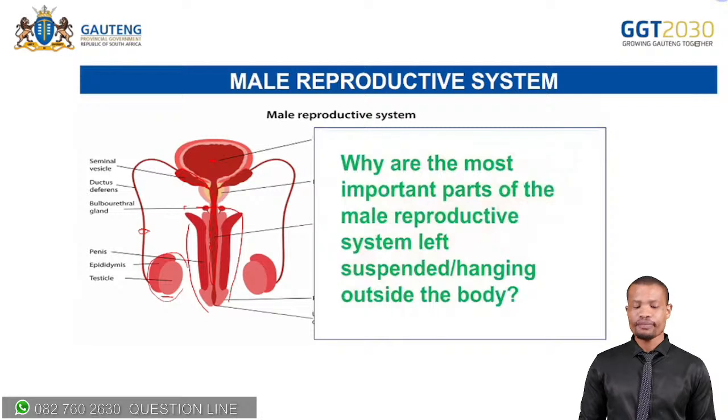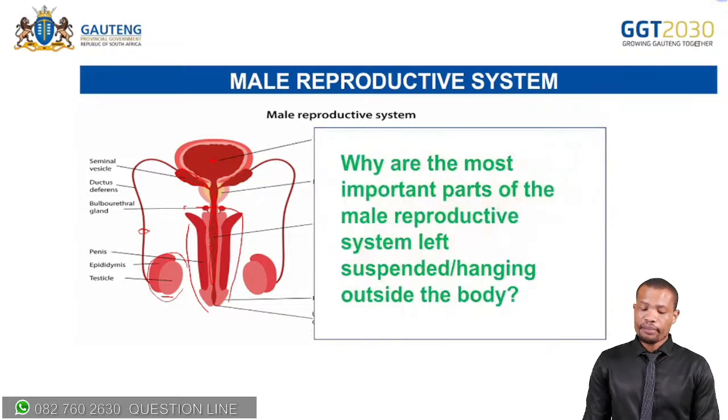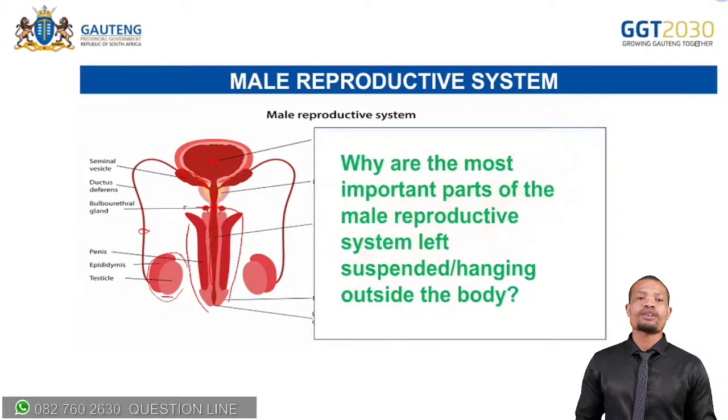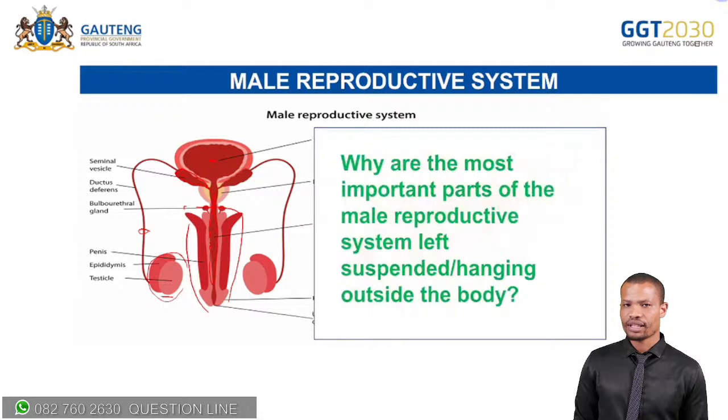I'm going to repeat the question. Why are the most important parts of the male reproductive system suspended or left hanging outside the body? Now, to give you a clue on what these parts are, the parts are the testes. So why are the testes of the male left hanging outside of the body? Why are they not inside the body? What is the reason?